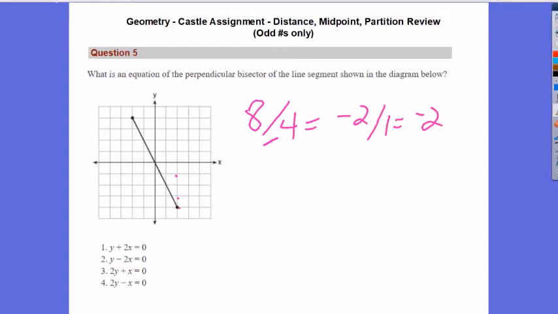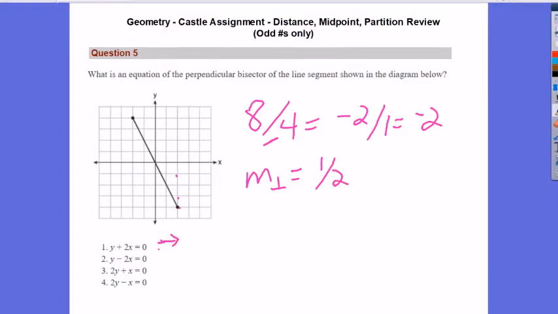The one that would be perpendicular to it would have a slope of, so the slope of perpendicular would be flip it and change its sign so that it's 1/2. Well, which of these has a slope of 1/2? For choice 1, if we subtract 2x, we get y is equal to negative 2x. We're looking for the number next to x to be 1/2, not that one.